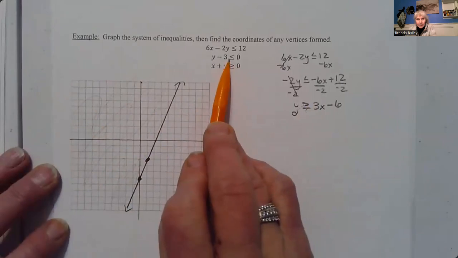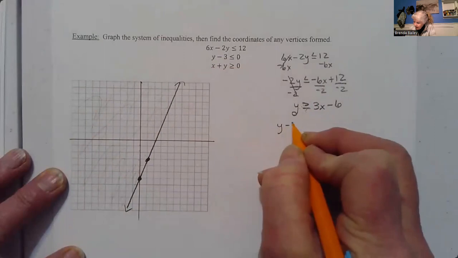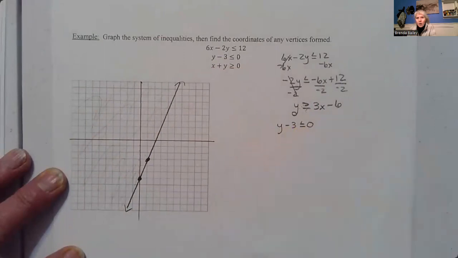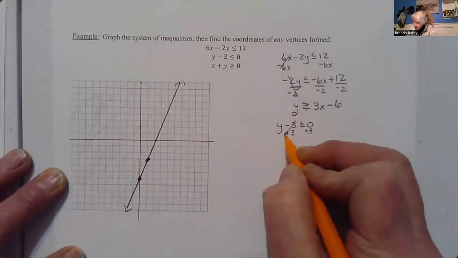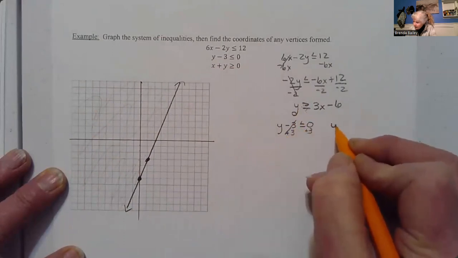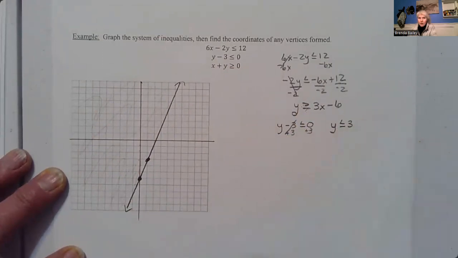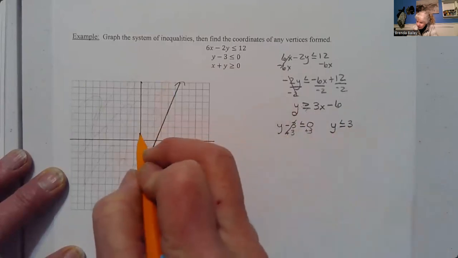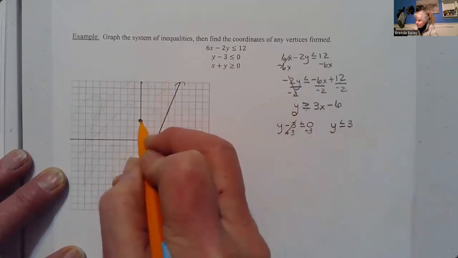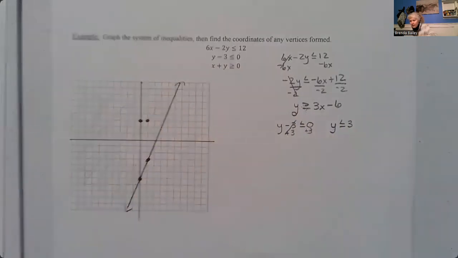Let's go to this one right here. y minus 3 is less than or equal to 0. You add 3. So then we have y is less than or equal to 3. When you don't have an x, just the y, it's a horizontal line. It's going to hit the y-axis at 3. 1, 2, 3. And then we'll just move over 3, and I'll probably do this one in red.